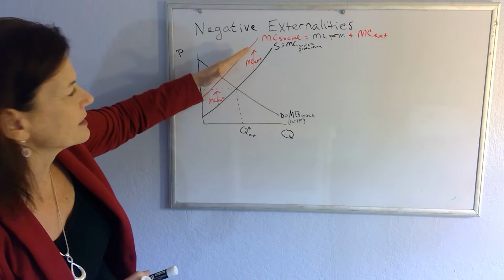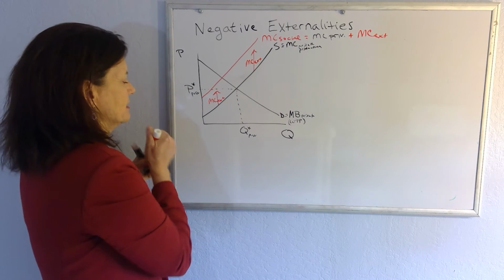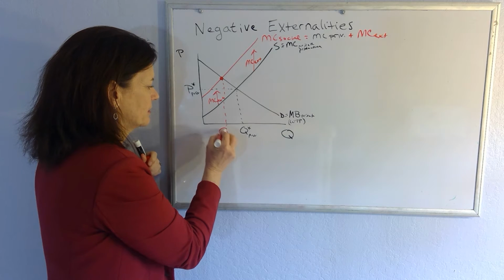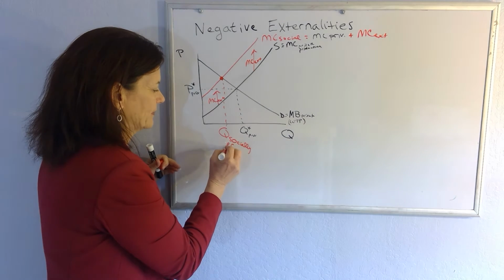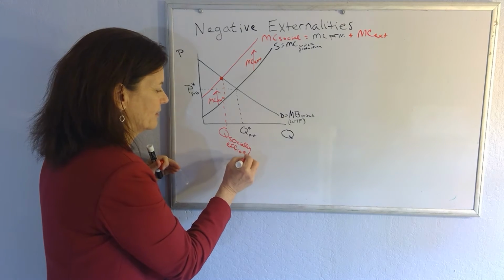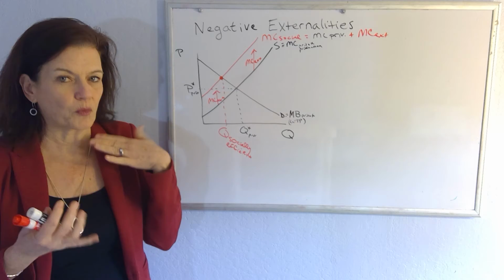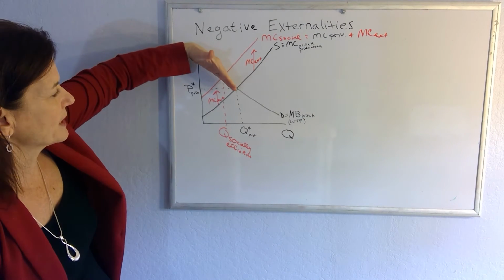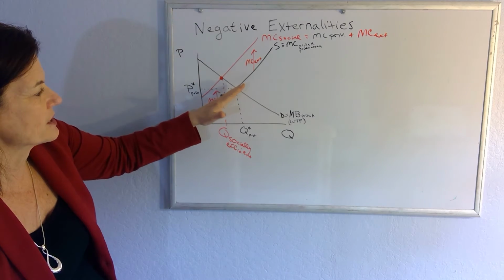But if you add in the cost to everybody else also, you can see the efficient level of output is actually lower. We'll call this the socially efficient level of output. Remember, the efficient level of output is where all the units that are worth more than they cost to make are made. And the height of the demand curve, the marginal benefit curve, shows what they're worth. This shows what they cost the producer to make.